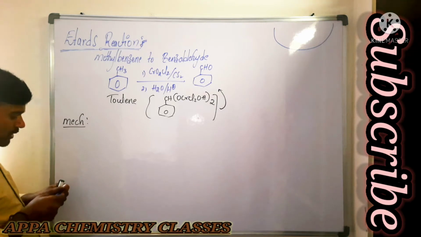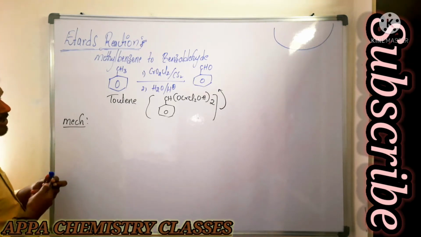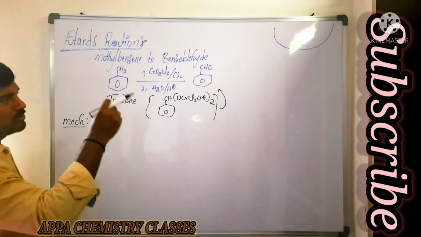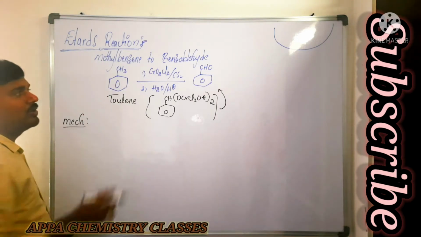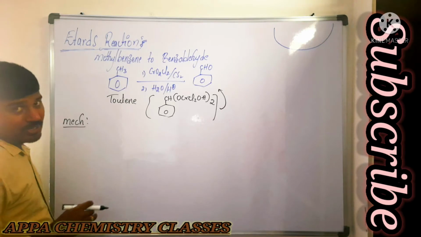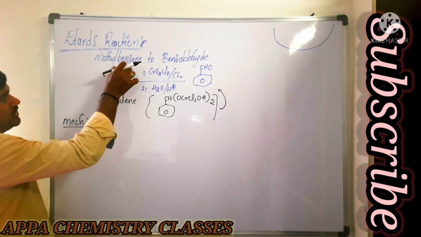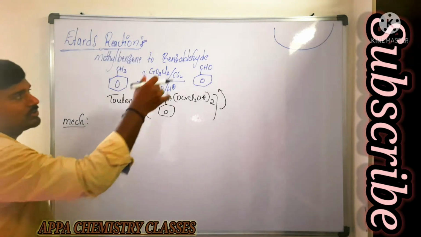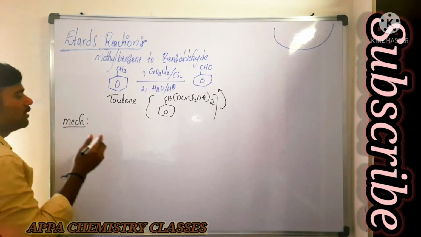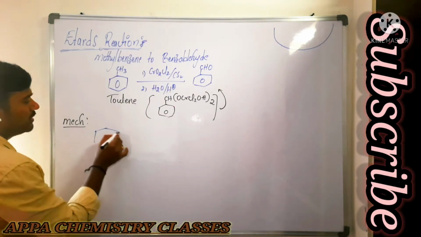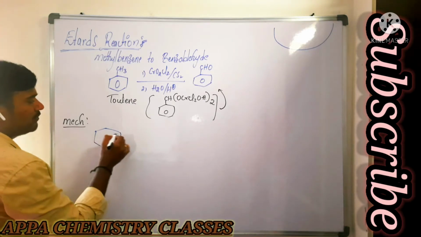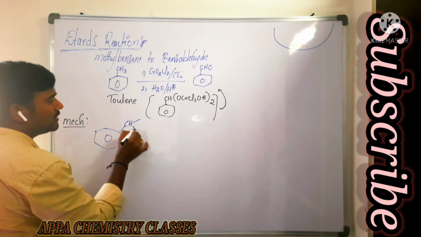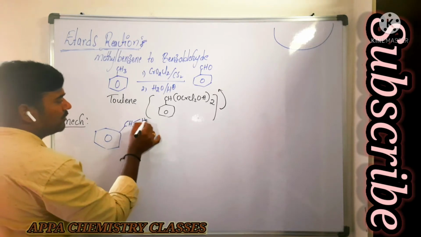Any methyl-substituted benzene, that is a methyl group substituted benzene compound, will be involved in this Etard's reaction. It should be the CH3 group only, and that CH3 group will be oxidized to the aldehyde. Now you see here, this is methyl benzene, which I am writing as C6H5CH3.